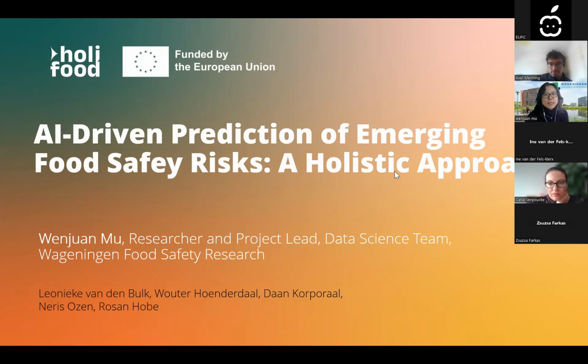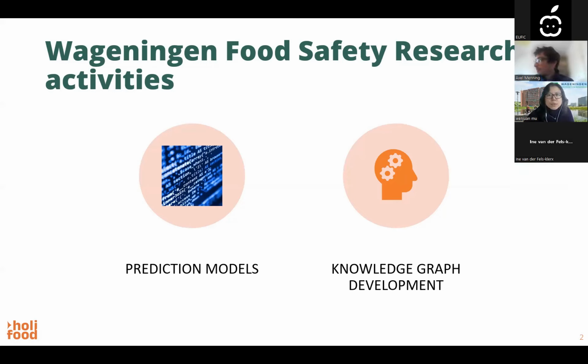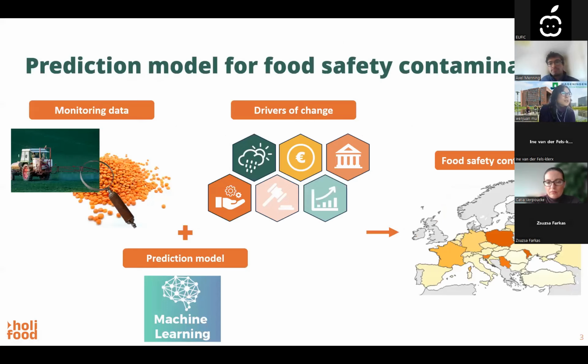So as you can see in the title, what we are trying to do is to develop AI-driven prediction models for emerging food safety risks using a holistic approach. Within Wageningen Food Safety Research, we have two different types of tasks. The first one is using structured data to do prediction models, and the second one is to use unstructured data like text data to develop a knowledge graph. I will start with the prediction model part.